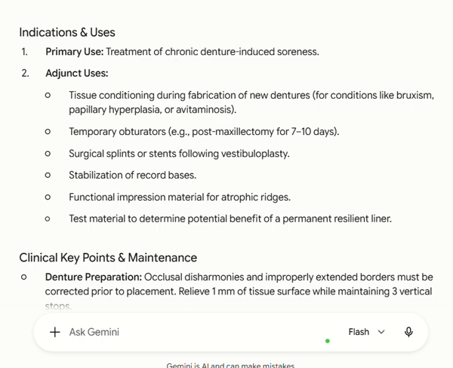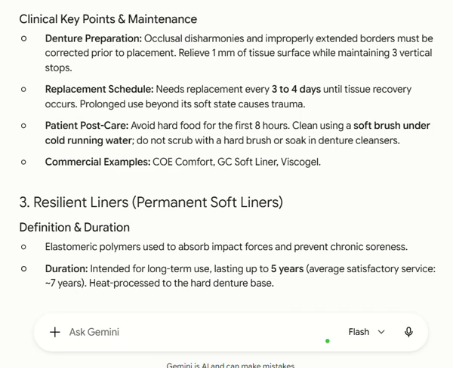Denture preparation. Occlusal disharmonies and improperly extended borders must be corrected prior to placement. Relieve 1 mm of tissue surface while maintaining 3 vertical stops. Replacement schedule. Needs replacement every 3 to 4 days until tissue recovery occurs. Prolonged use beyond its soft state causes trauma.